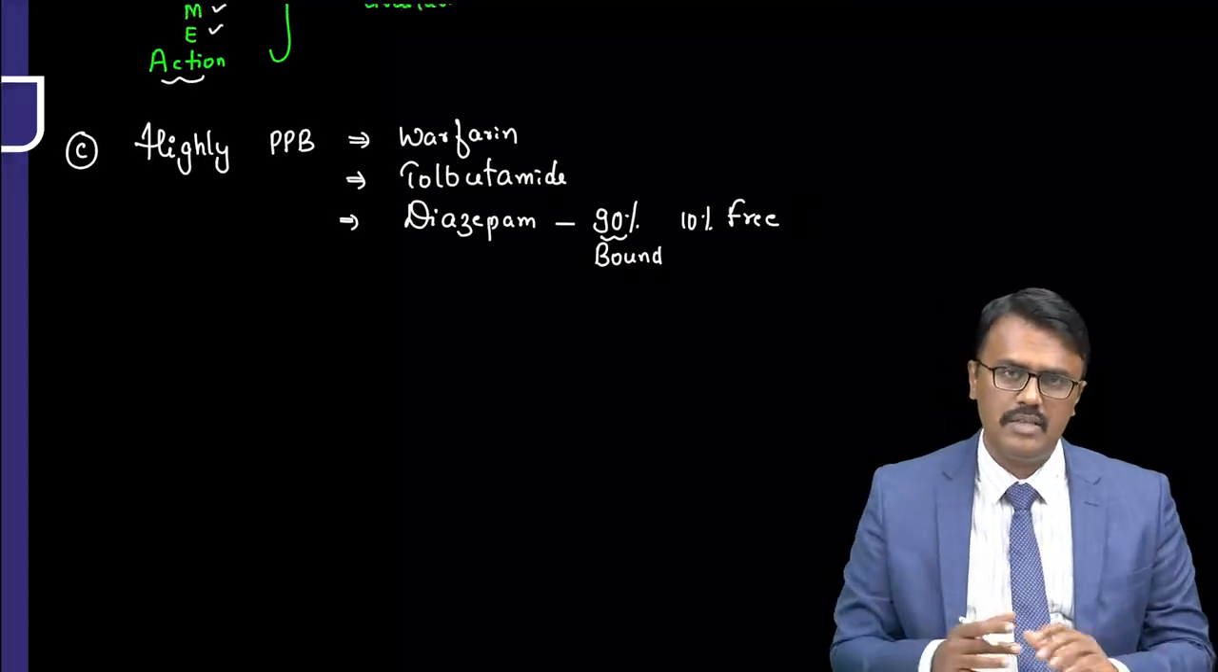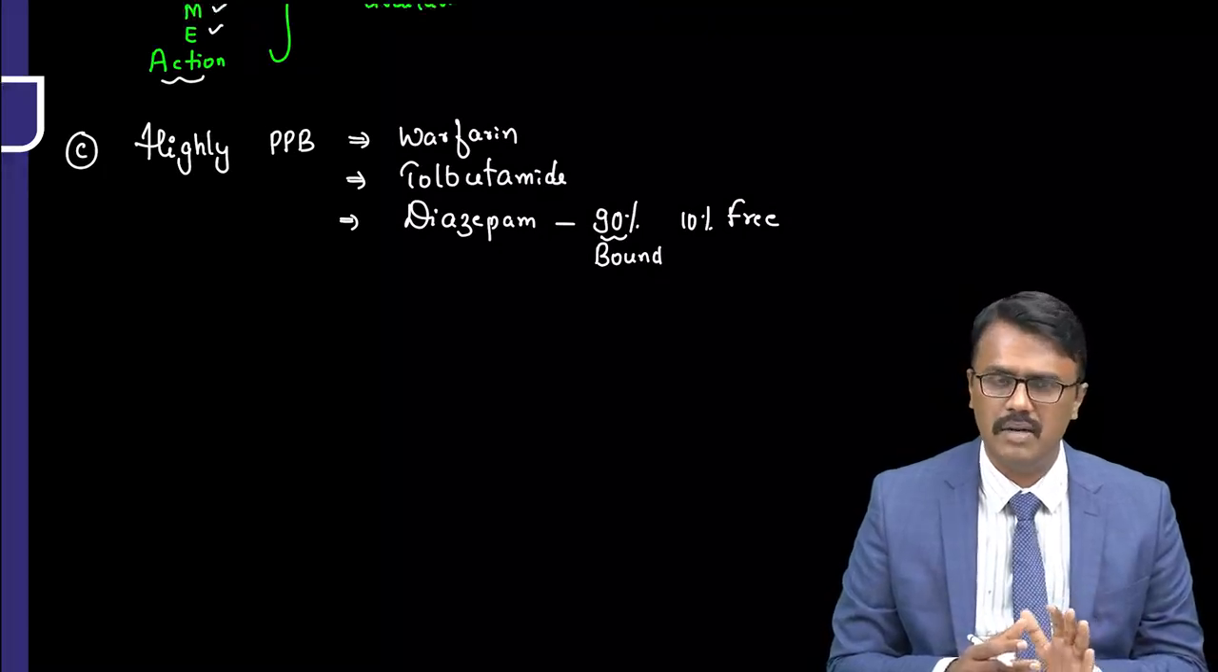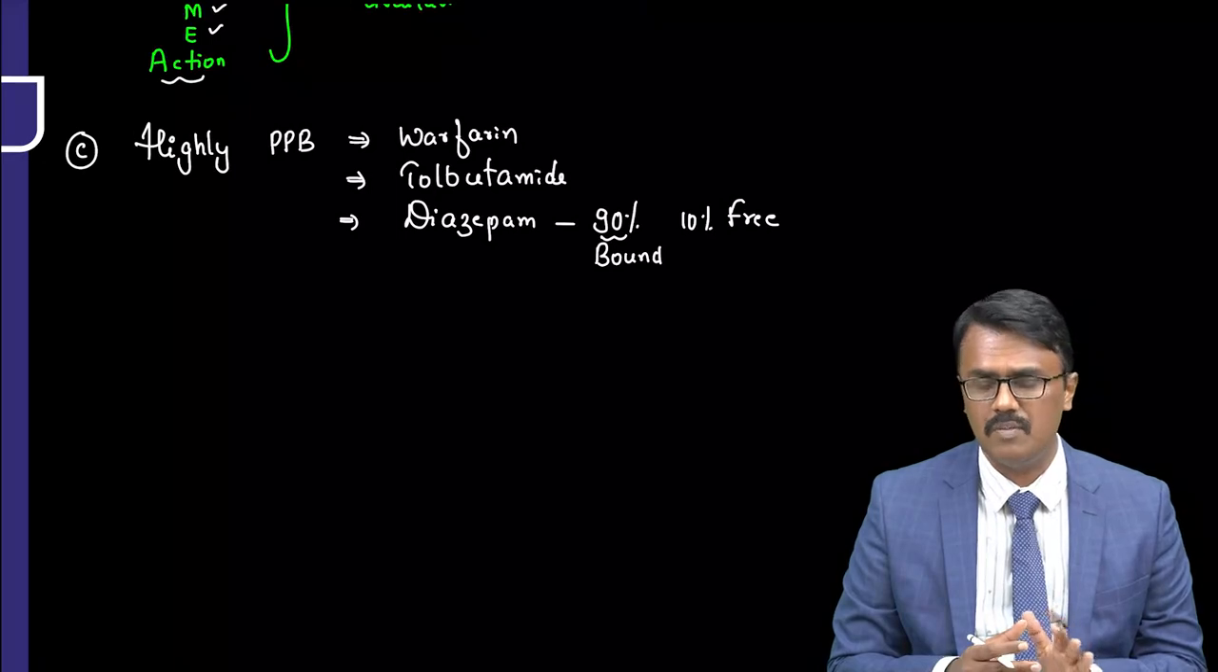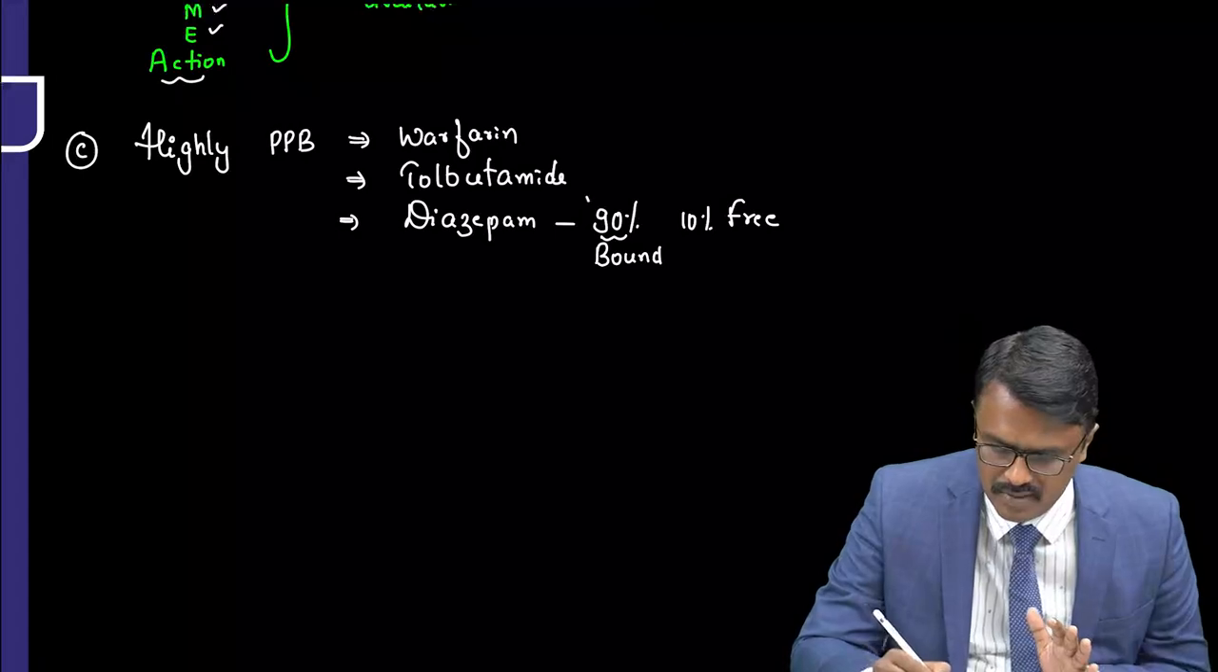Sir, do all the drugs have this property? No. Only few drugs have this highly plasma protein binding property. Examples are warfarin, tolbutamide, and diazepam. I've given the example of diazepam, 90% bound and 10% free when we give the drug.